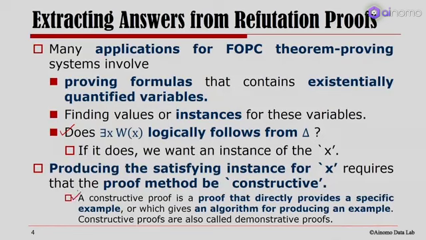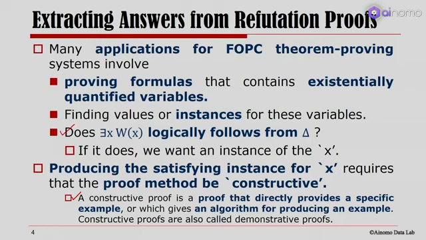Let us take 1 minute to understand what's a constructive proof. A constructive proof is a proof that directly provides a specific example or which gives an algorithm for producing an example. So in a sense, constructive proofs are called demonstrative proofs because they demonstrate the existence of the existentially quantified variable by showing us an example of that particular object.